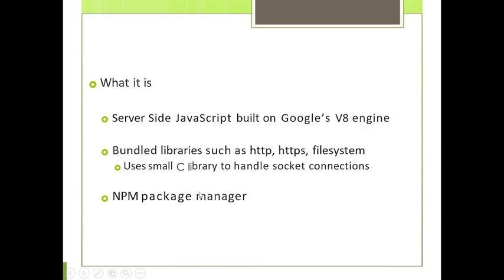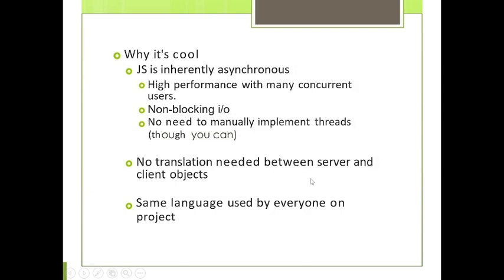Node.js is using a small C library to handle the socket connection. Socket connection is mostly used for live interaction, like a chat application or anything runtime. If we need to create a runtime connection, then we can use socket connection. That is also possible with Node.js. Then the npm package manager, it is a huge library collection. When we need to install any packages, we can use this npm package manager.